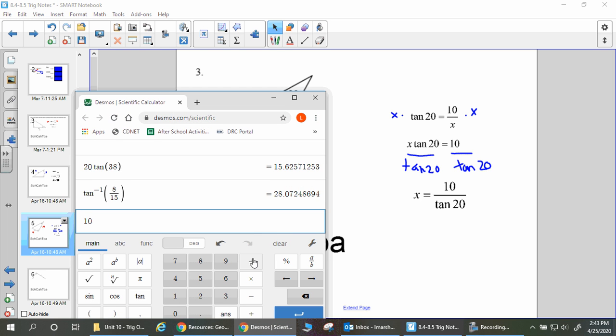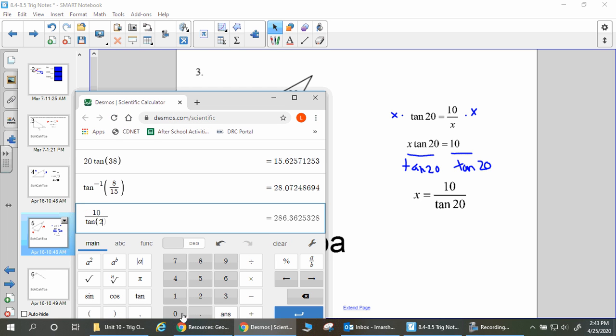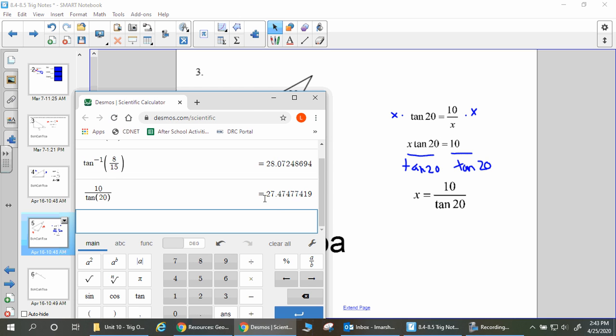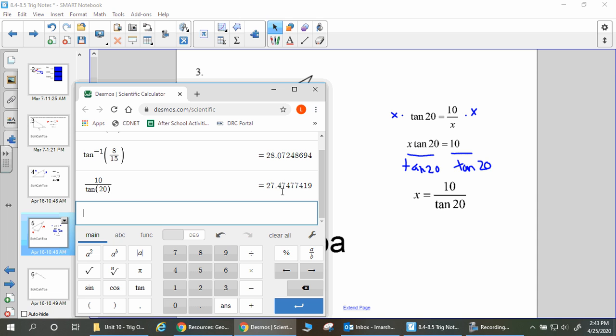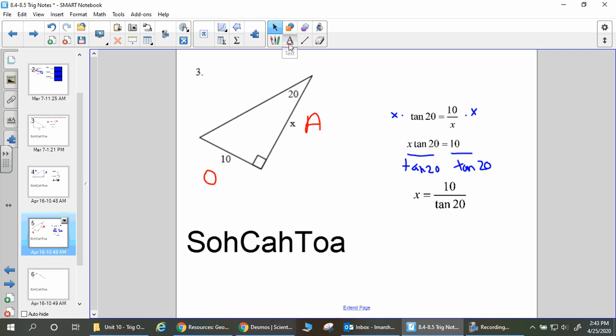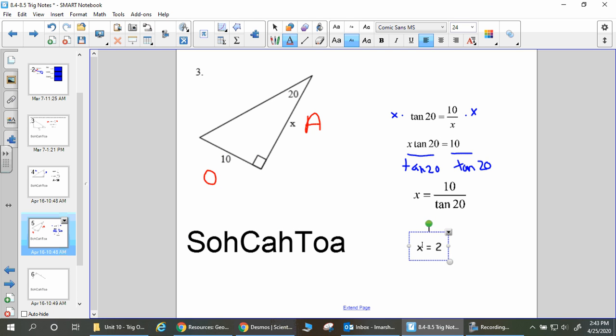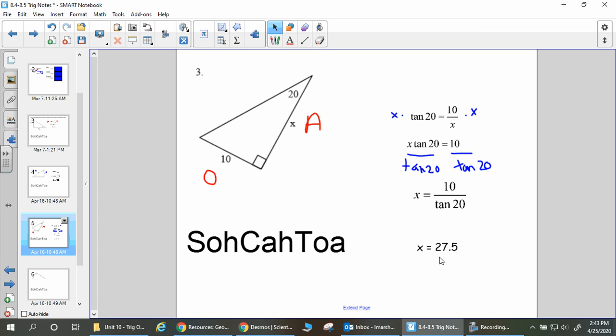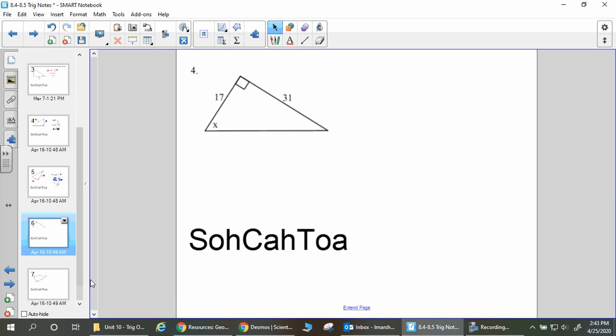So 10 divided by, on the bottom here, I'm going to put in my tangent of 20, 27.47. This is a side length, so we need the nearest tenth. So that means the 7 would round the 4 up, and we're looking at 27.5. And so that 27.5 is my final answer. Okay. We'll do another one. Again, pause if you want to try yourself.